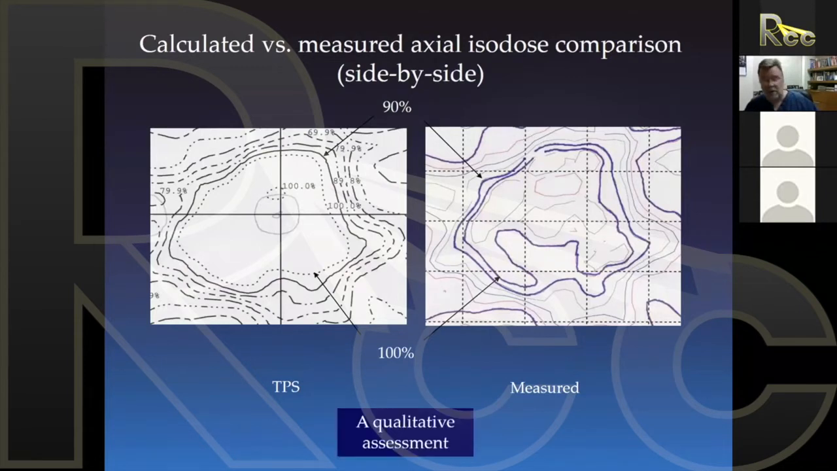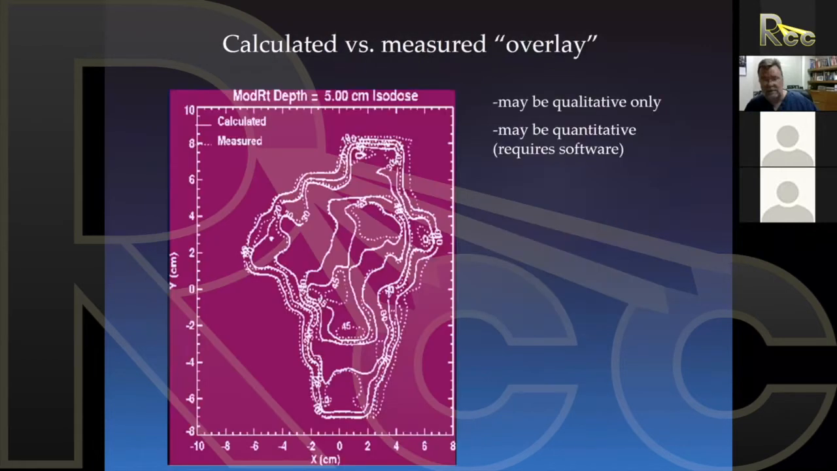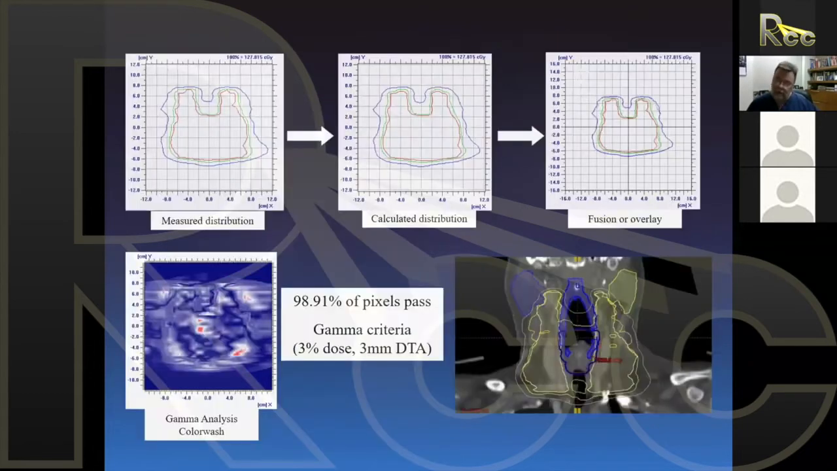Again, this is a qualitative assessment. If we have an overlay, we can fuse those two images. In this case, it's a different picture. It may be qualitative or it may be quantitative. It requires software if it's quantitative. So here's an example of this where we take the measured distribution, the calculated distribution, and overlay them or fuse them together and then perform some type of analysis.